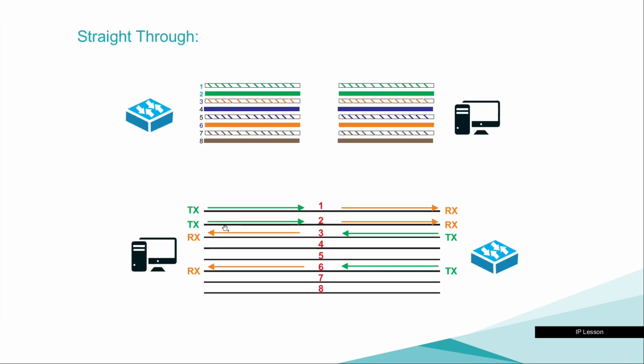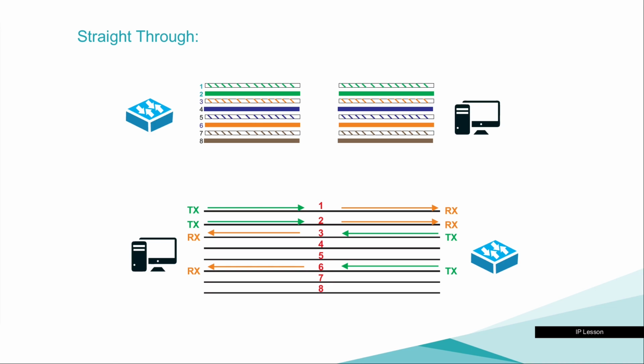In the straight through cable, we will connect the pins with the same pins. So if we connect stripped green on one side, we will connect stripped green on the other side, and so on. The straight through cable can run between a desktop or computer and a switch.